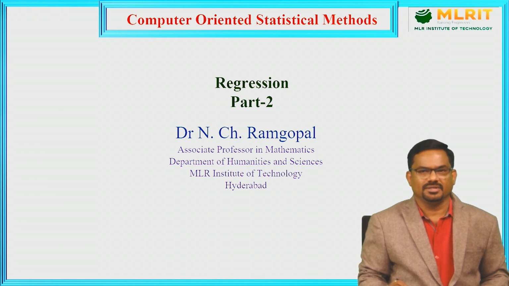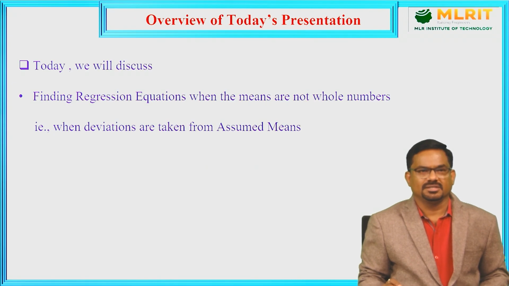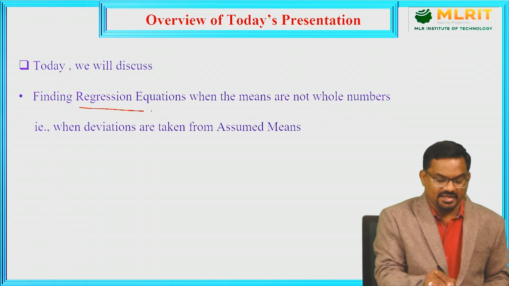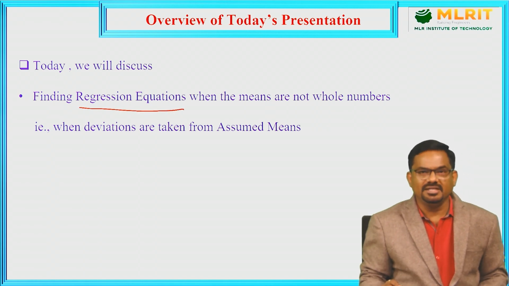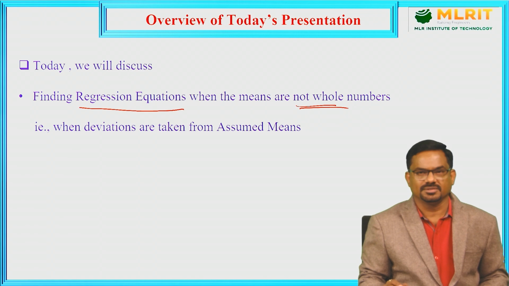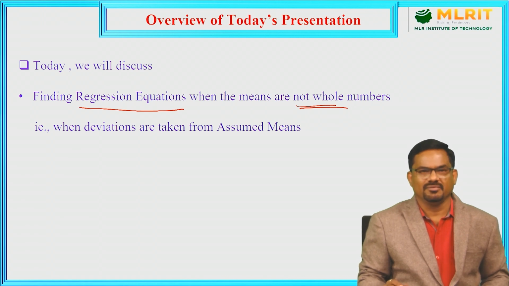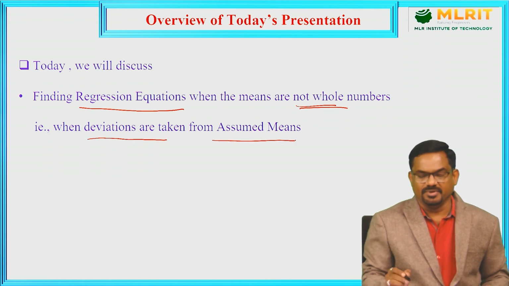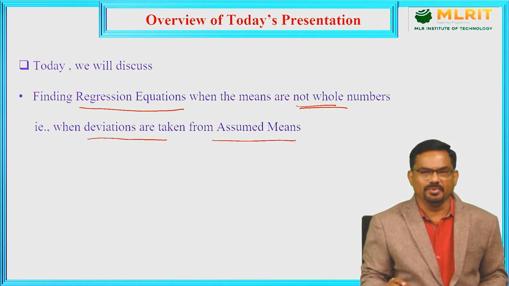Today our topic is Regression Part 2. Today we are going to discuss finding the regression equations when the means are not whole numbers. That means if the means are fractions, then we consider the deviations from assumed means. We don't consider the true means, we consider the assumed means.